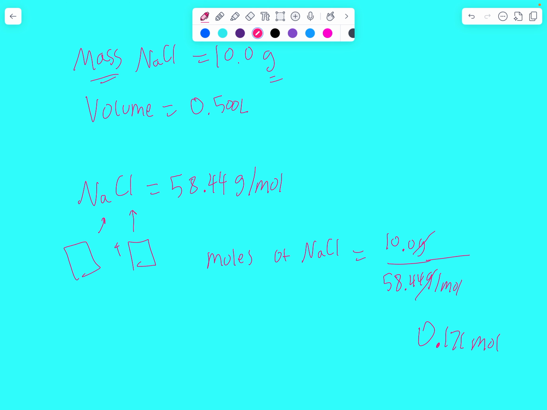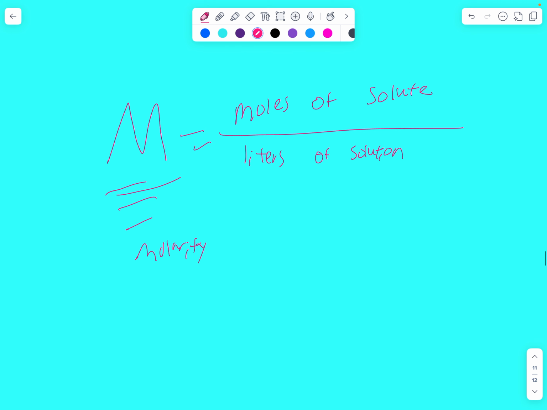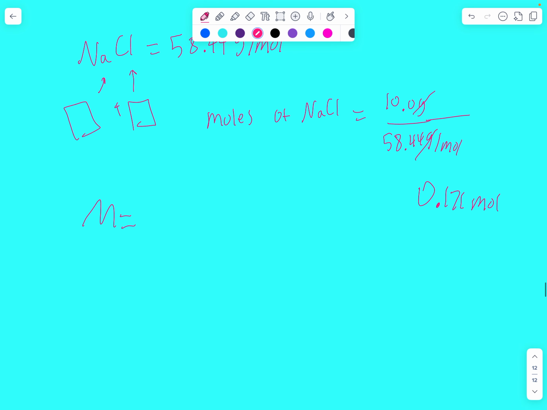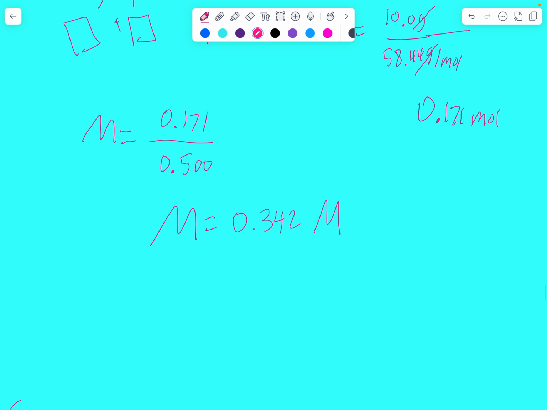Now, step 3, plug into molarity formula. So I have M equals, and if we look back at our formula, you guys would see it's moles of solute over liters of solution. So I have 0.171 divided by 0.500. They gave us that. And when I solved that on my calculator, I got M equals 0.342. All right, so the final answer is 0.342 moles of NaCl. Always include units. Molarity is moles per liter.